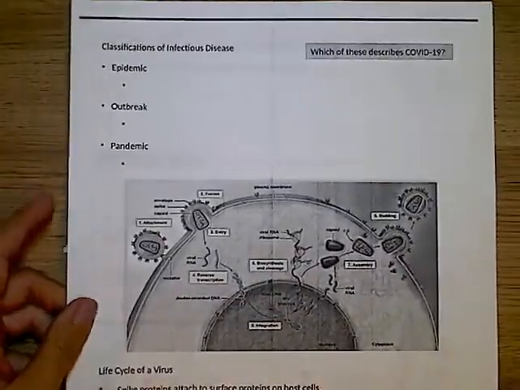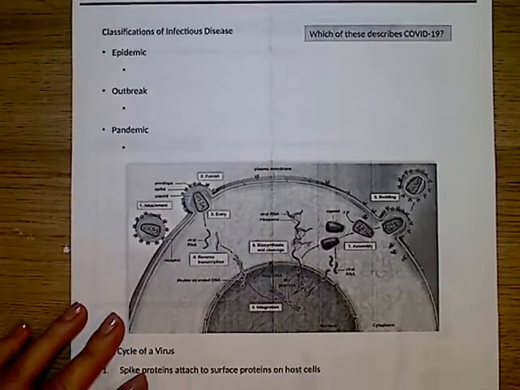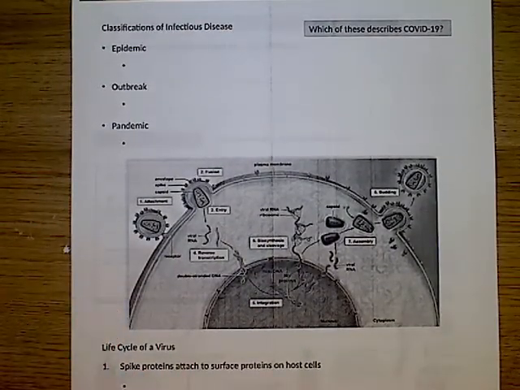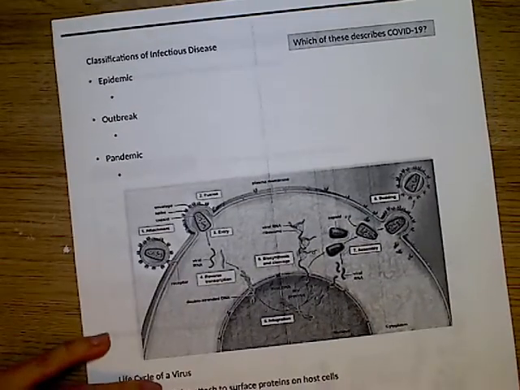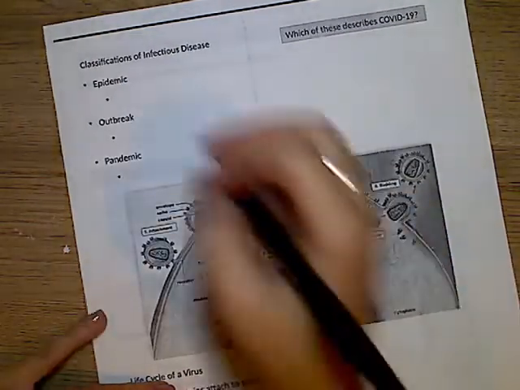So, classifications of disease. You've probably heard these words: epidemic, outbreak, and pandemic, and they all mean different things. So an epidemic is when a disease has more cases than expected for a period of time.